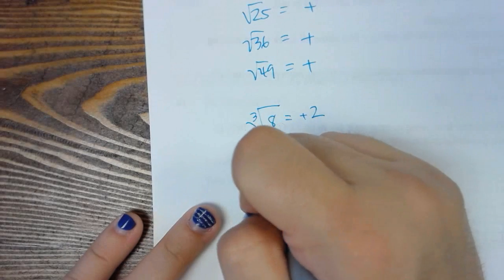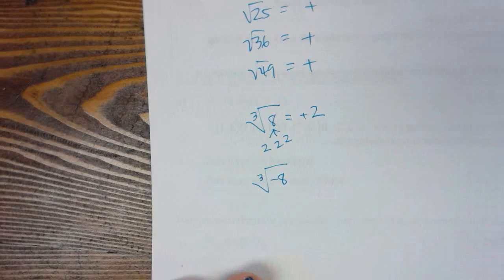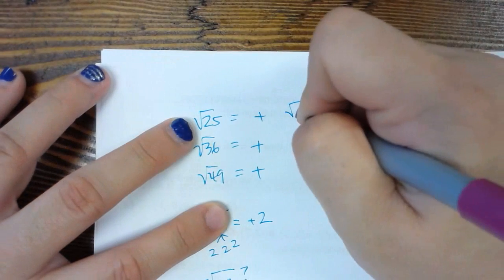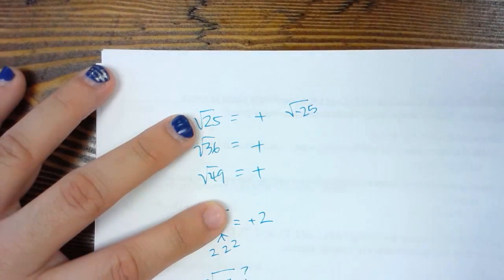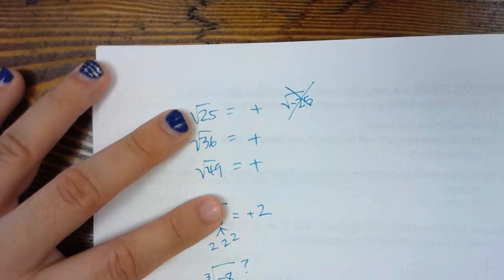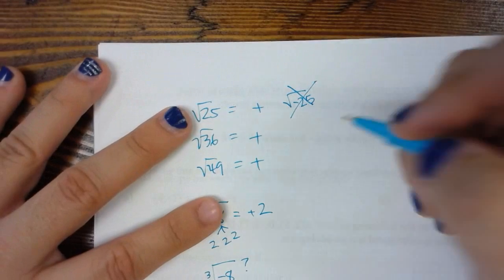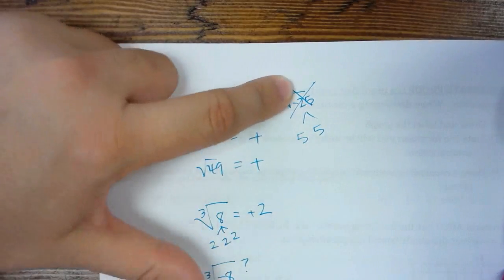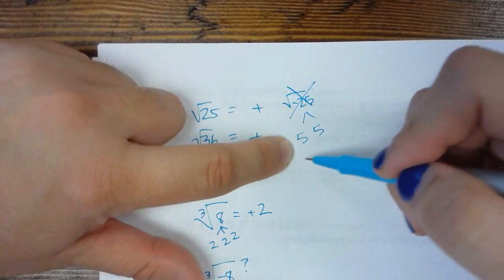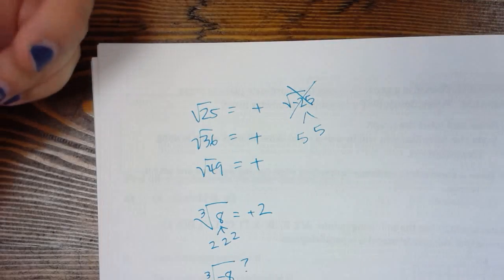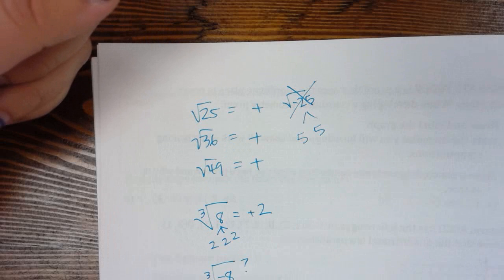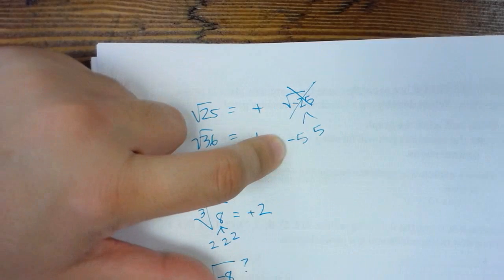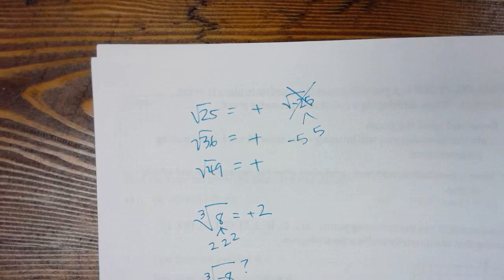Is it possible to do the cube root of -8? Looking up here, is it possible to do the square root of a -25? No, we can't do that. The reason is 2 numbers have to be exactly the same to multiply to be -25. But 25 is 5 and 5, so it's not going to work. Because in order to get -25, one would have to be negative, one would have to be positive, and then you don't have a group of 2.